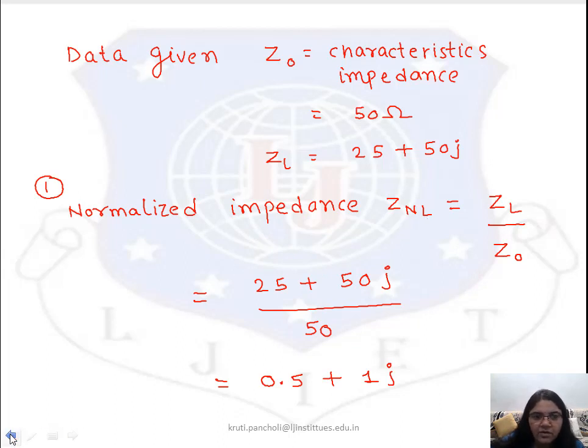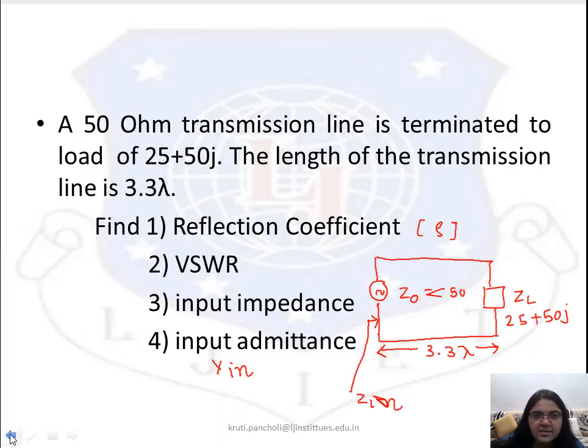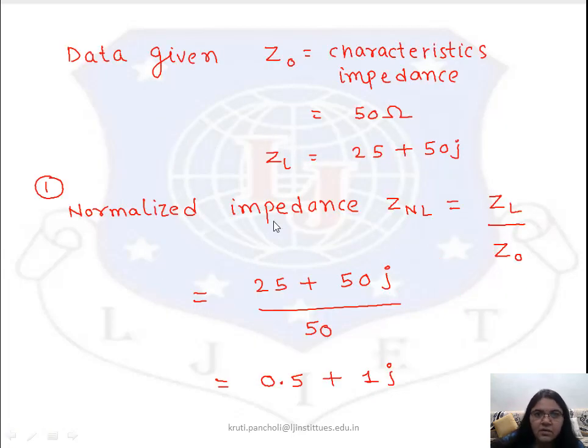What I want to find out in my first case is the reflection coefficient from the graphical method. So ZL is equal to 25 plus 50j. ZNL is equal to ZL upon Z0. What is ZL? It is 25 plus 50j. So 25 plus 50j upon 50 equals 0.5 plus 1j. What is 0.5? It's the small r, the resistive portion. The reactive portion is 1.